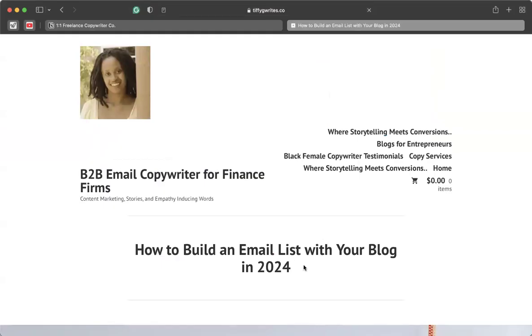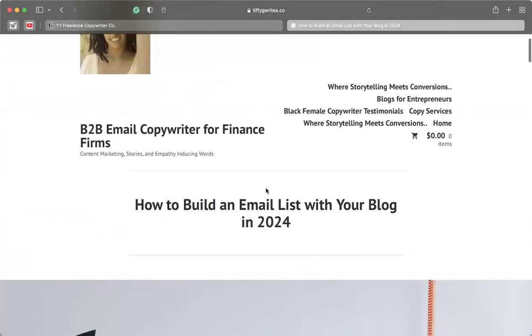And some of these, what I would do, I haven't done this yet this year because I'm merging this site to a different platform, but I would just update this and say how to build an email list with your blog in 2025. Very bland, very much written for the search engine, because somebody is going to type in Google how to build an email list with your blog, or how to build an email list in 2024, something along those lines. So this is the keyword right here.